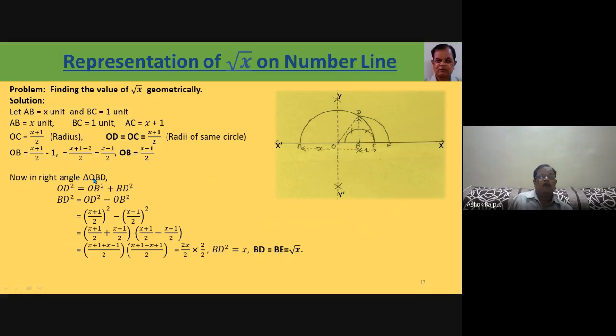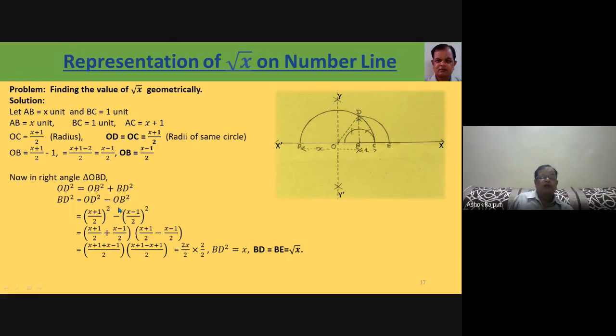Now in the right angle triangle OBD, angle B is right here, OD is the hypotenuse, OB is the base and BD is the perpendicular. With the help of Pythagoras theorem, OD square equal to OB square plus BD square. But we want to know the value of BD. It is the perpendicular, so we transpose OB square, and it will be BD square equal to OD square minus OB square. We have found OD and OB already. So we put the value: OD equal to x plus 1 by 2 minus x minus 1 by 2, whole square.